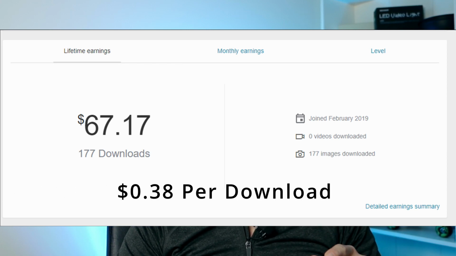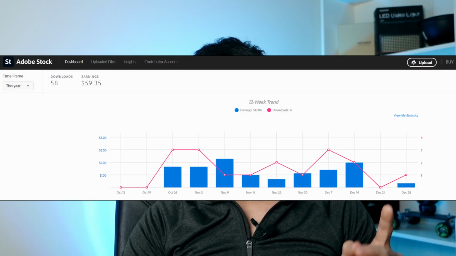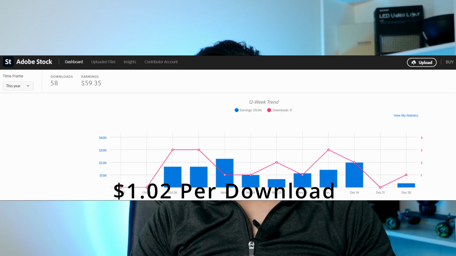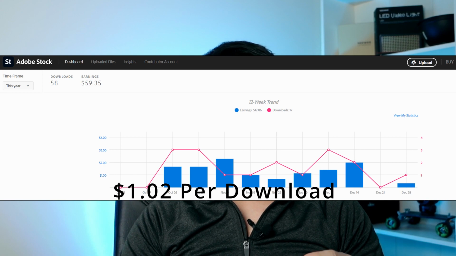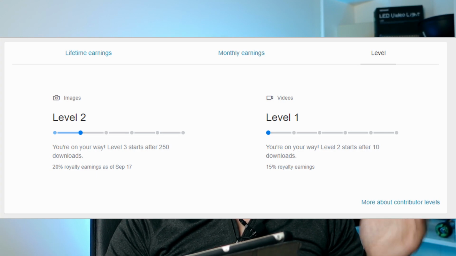With Adobe Stock, I made $59.35 over 58 downloads, which works out to $1.02 per download. Also, for Shutterstock, I hit 100 downloads in September, and that was supposed to increase my earning potential. But at the end of the day, I didn't really see much of it.